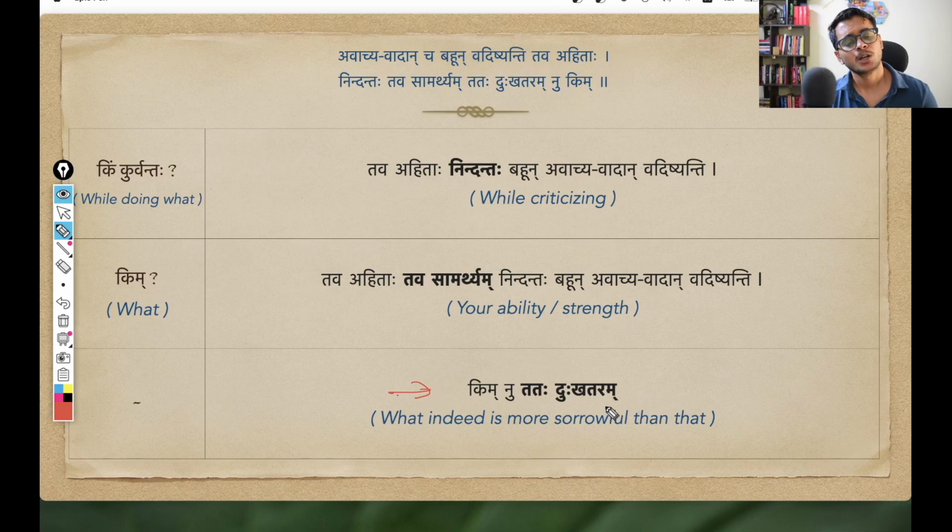Kim nu tataha dukhataram. Okay, so let us understand this sentence. See, kim is used in the general sense as what. And Kim Nu, you will see this combination a lot of times. This Kim Nu is basically what indeed. So this Nu is giving the flavor of this indeed. Kim Nu, what indeed. So see, what we see in Valmiki Ramayana in the initial verses of Balkanda.